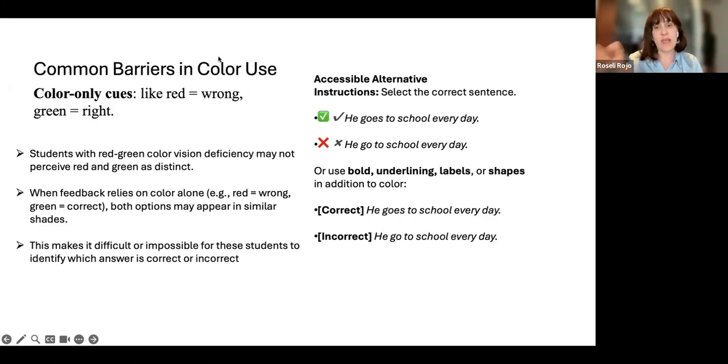So I have incorporated an alternative that may work for them. For instance, instead of only relying on color, we can use bold, underline, labels, or shapes. So instead of the colors, we can incorporate a particular sign for saying this is correct and this is incorrect. And that way all the students will understand the system and the materials and the strategies that we are using for helping them.